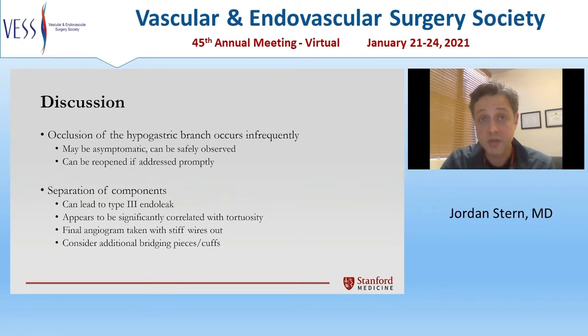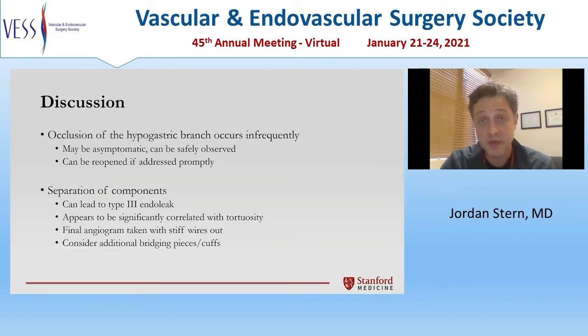Occlusion of the hypogastric branch occurs infrequently, and some of these patients may be asymptomatic. In these cases, there is no need to attempt recanalization. When patients do present with symptoms and an occlusion is noted, the stent can potentially be reopened using a variety of endovascular techniques. Finally, separation of components can represent a dangerous situation if there is a type 3 endoleak with ongoing sac pressurization and growth.